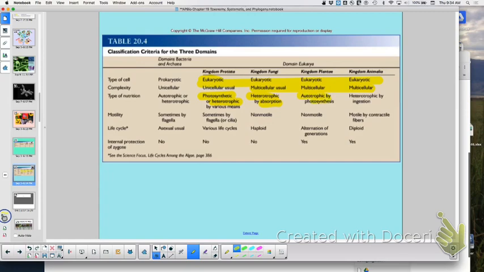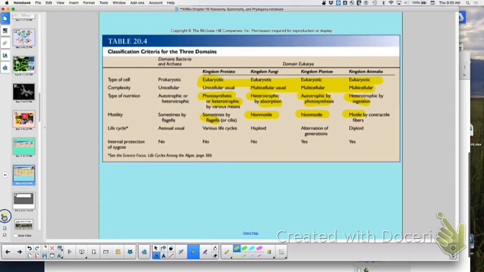Kingdom Plantae is autotrophic by photosynthesis. There are some exceptions, like a Venus flytrap or a pitcher plant, but they usually live in nitrogen-deficient soil. It's not like they need to go eat; it's just their source of nitrogen. That's an adaptation they have. And then Animalia are heterotrophs, but ingestive heterotrophs, whereas fungi are absorptive heterotrophs. Protista can move by flagella. Fungi are non-motile. Plants are non-motile. We are motile.